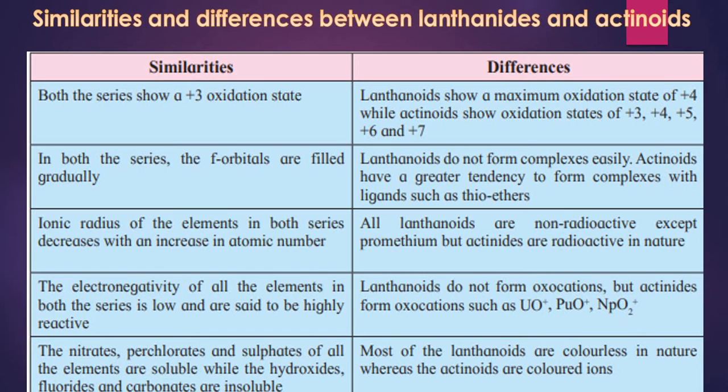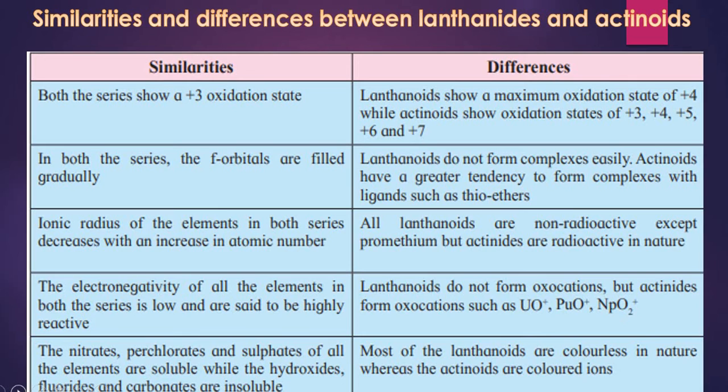Now let's talk about the differences and similarities between the lanthanoids and actinoids. If we are talking about similarity, both show the +3 oxidation state. Both have f orbitals which are filled gradually with the last electron. Ionic radii gradually decrease with the increase in atomic number. Electronegativity of all the elements in both series is low. They are reactive. Their nitrates, perchlorates, and sulfates of all elements are soluble, but their carbonates, hydroxides, and fluorides are insoluble.